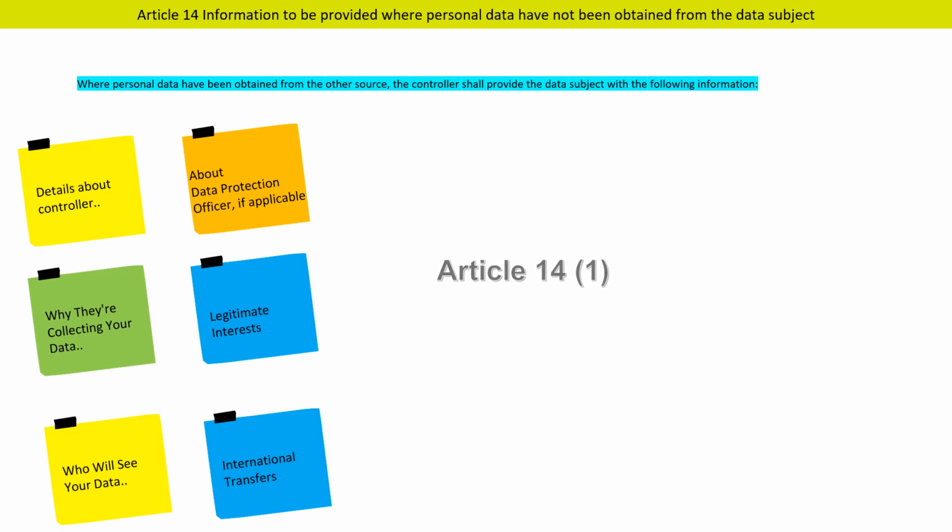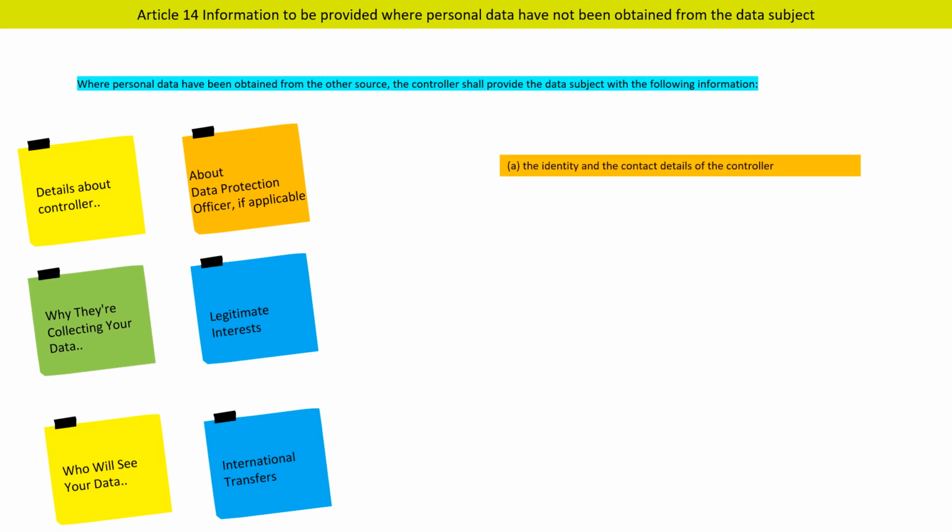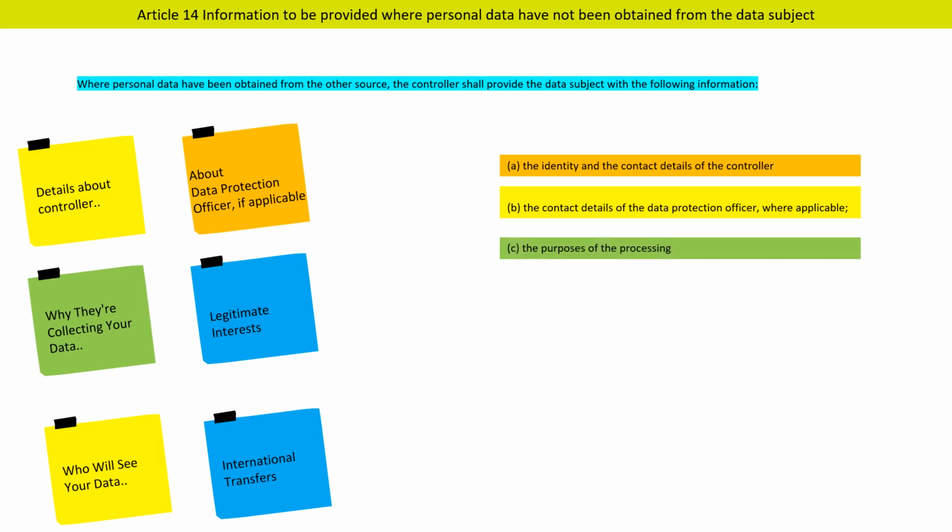As per Article 14.1, when personal data have been obtained from a source other than the data subject, then the controller shall provide the following information to the data subject. First information is about the identity and the contact details of the controller and, where applicable, the controller's representative. Second information is about the contact details of the data protection officer, wherever applicable. Third information is about the purpose and legal basis for the processing.